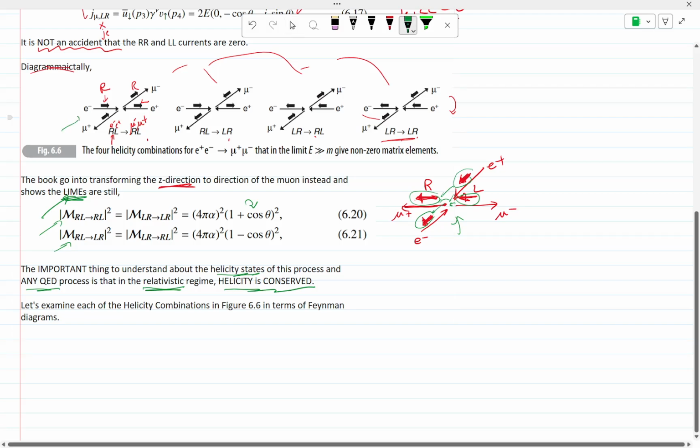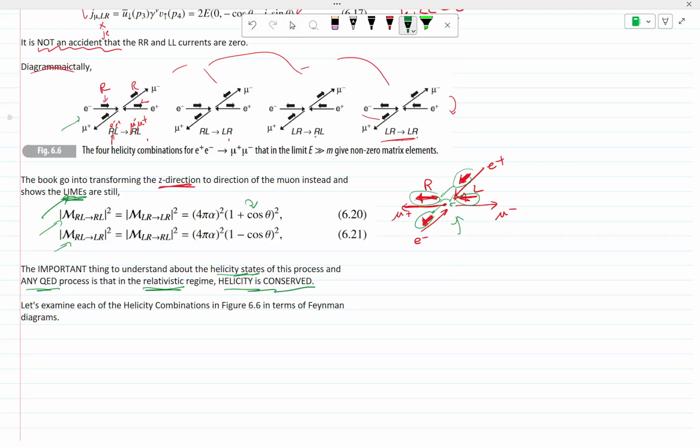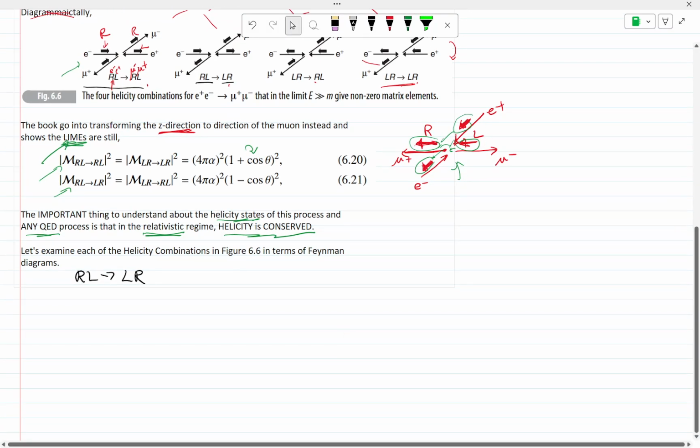instead of drawing the physical position of the incoming and outgoing particles, let's examine this using Feynman diagrams. We can even do that. So let's draw this one: right, left, and then left, right. We're going to do this one: right, left to left, right. So let's draw the Feynman diagram version of it.